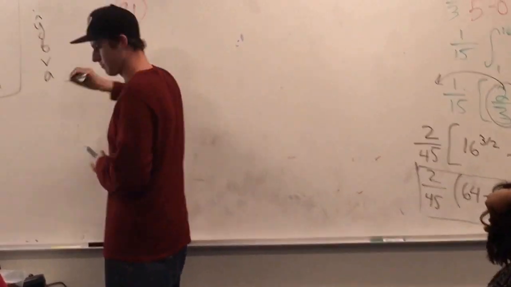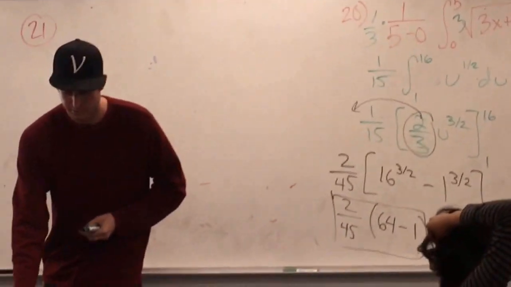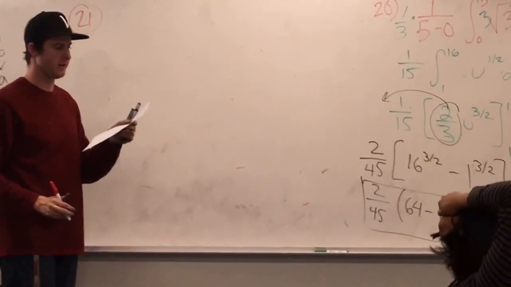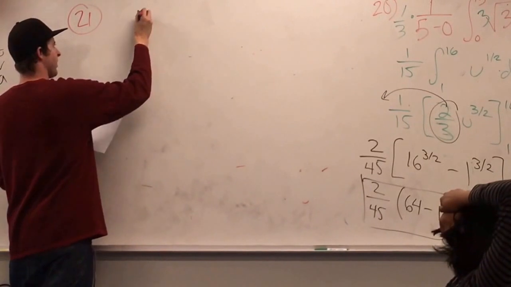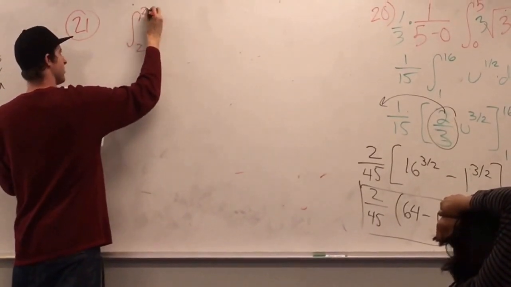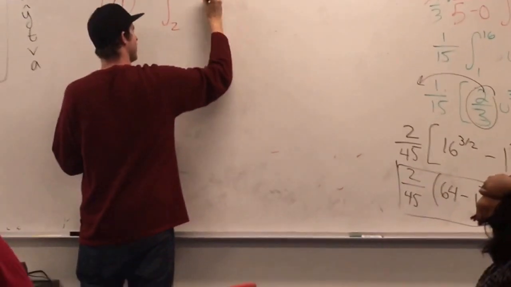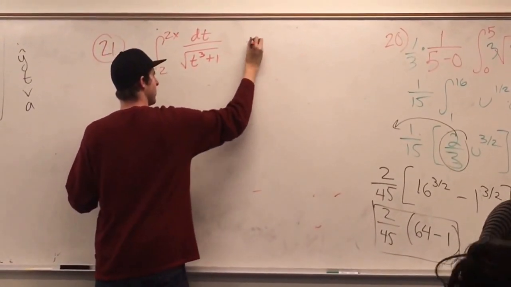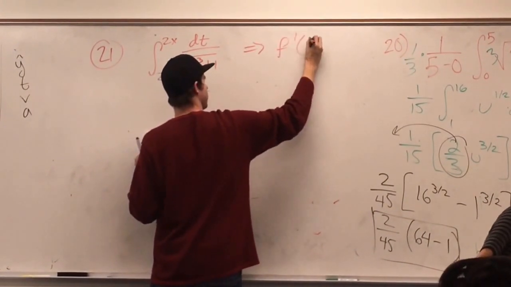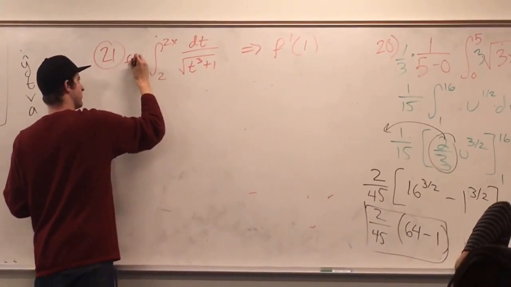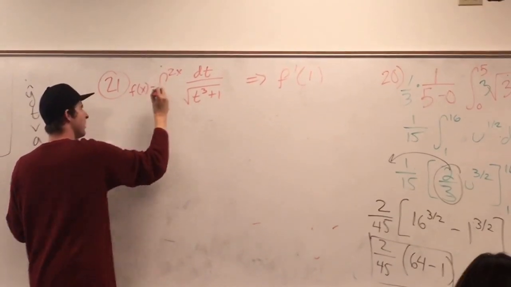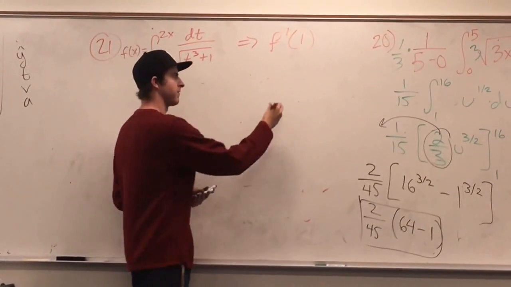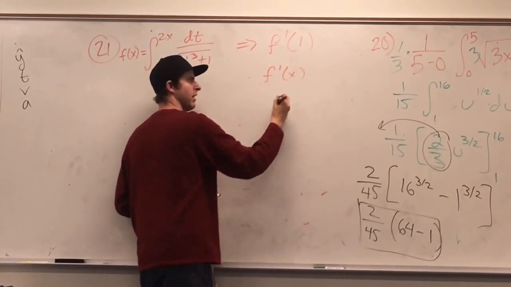Alright, 21 is probably one of the easiest. Guys, back up. Okay, most people have given up by now, but it's very easy. Okay, integral from 2 to 2x of dt divided by radical t cubed plus 1. And it wants to know what is f prime of 1. Okay, so this is f of x. As soon as I see f prime of 1, what do I need first? I need to know f prime of x.